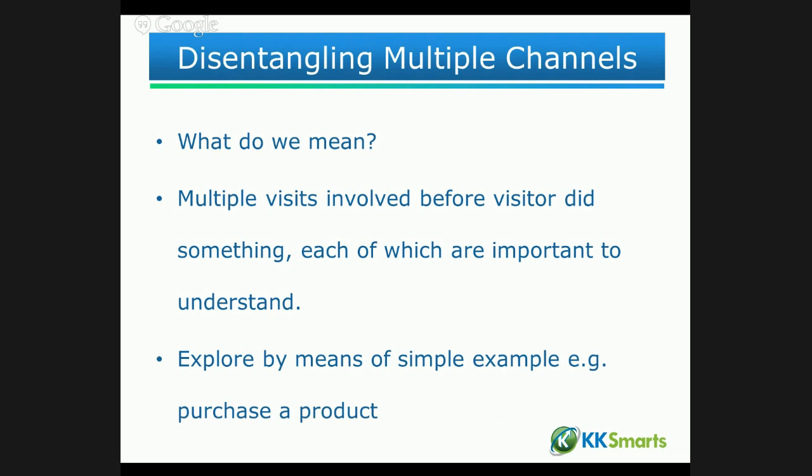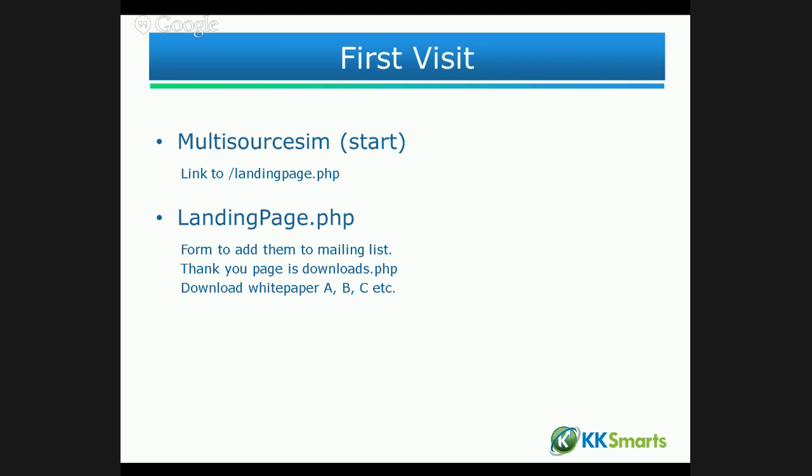Okay. So we're going to purchase a product. What happens? What do we set up? Well, we've said that the first visit for this visitor, they're going to land on a page, right? Now, ideally, I'd have called it landing page, but for whatever reason, I called it multi-source sim, right? And on that page, there's a link to landing page. So they've come from a source, they've found their way to multi-source sim, and then they've gone on to landing page.